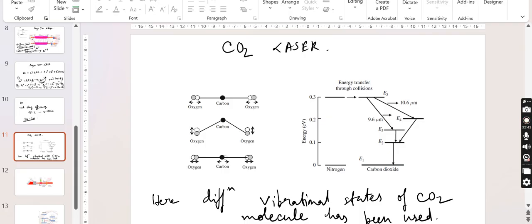So, last day I was discussing that a gas laser can be an atomic laser, ionic laser, or molecular laser. So helium neon is basically an atomic laser. Argon laser is the ion laser. Carbon dioxide laser is the molecular laser.